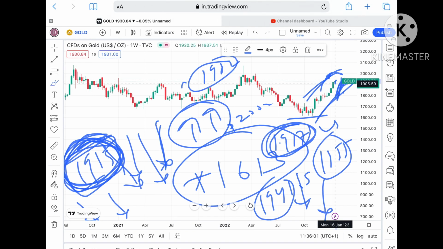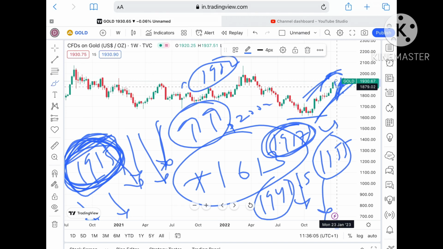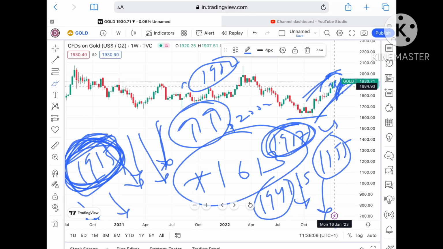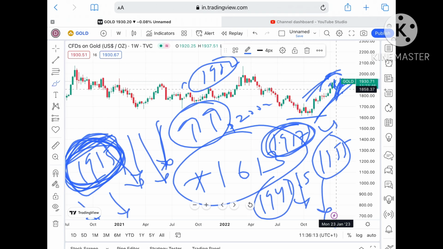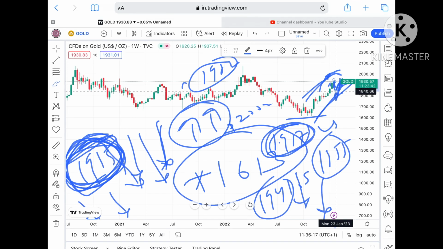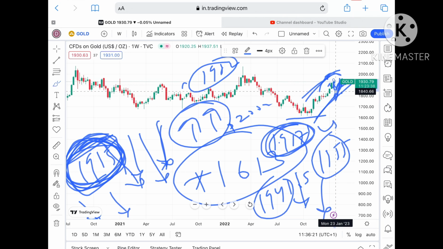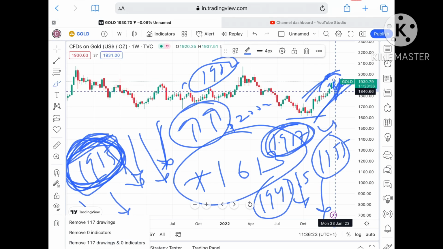Once the price falls below this particular level, we can see it can go further low towards a level of around $1879, and from there it can touch a level of around $1876. And once the price falls below that level, chances are high it can go towards a level of $1858 to a level of around $1840. Once the price falls below this level, then it can fall further down. Otherwise, overall trend is on the upper side.